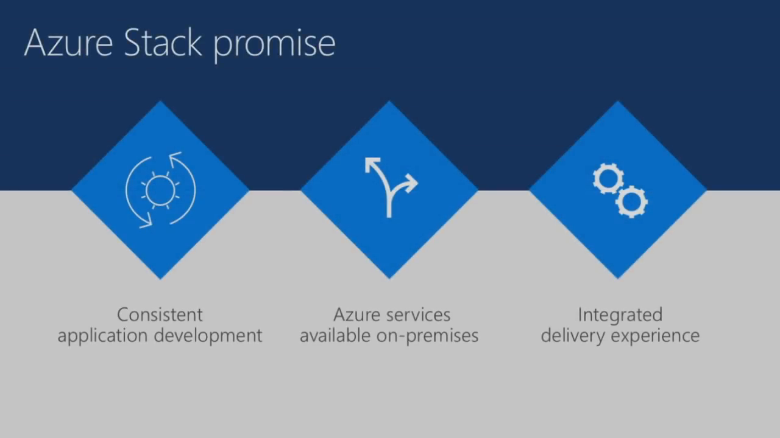So again, these are level setting Azure Stack slides. The Azure Stack promise in general is consistent application development, Azure services available on premises, and integrated delivery experience. So the next question usually when people see this slide is, what Azure services do you have? Well, as we said in a couple slides earlier, IaaS, compute network storage, so VMs, VM scale sets, things like that. Lots you can do there.